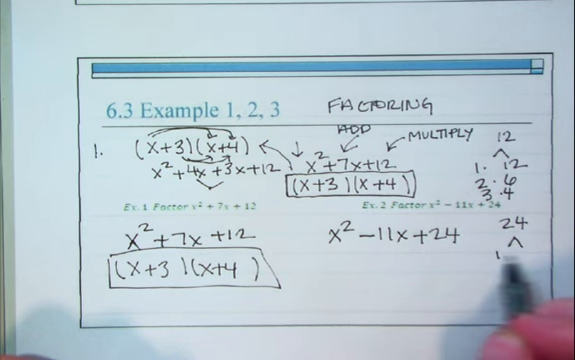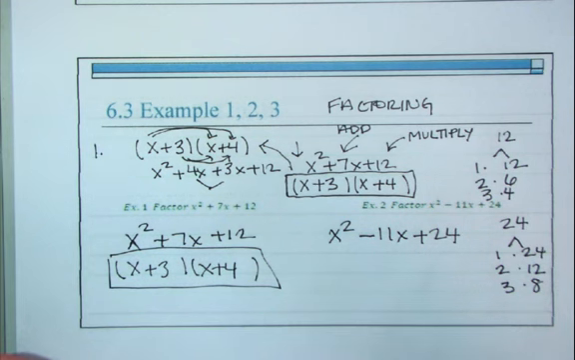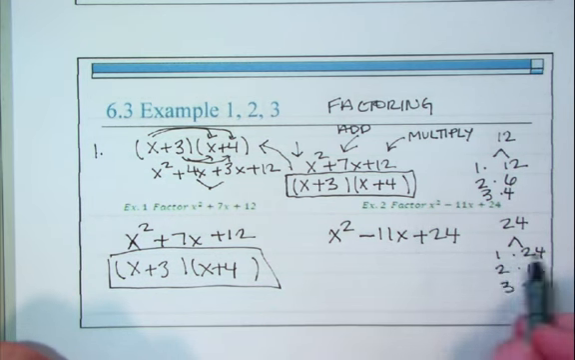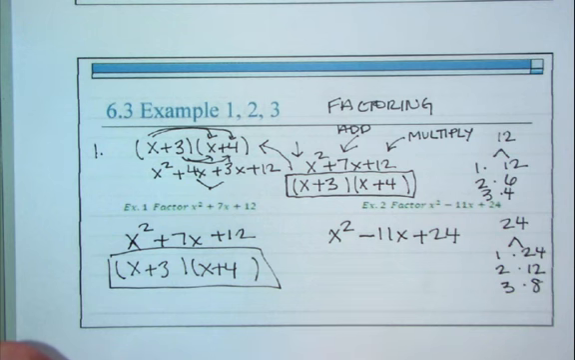Well, I can go 1 times 24. I can go 2 times 12. You can go 3 times 8. Any of these numbers look good so far? Well, 1 and 24, that'll give me either a 25 or a 23, depending on where the minus is. A 2 and a 12, that could give me a 10 or a 14, depending on where the minus is. And a 3 and an 8, that could give me a 5 or an 11.